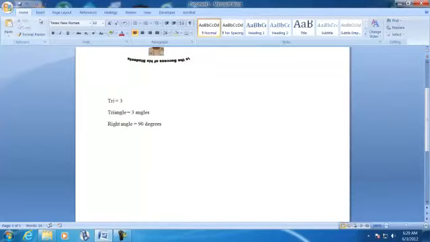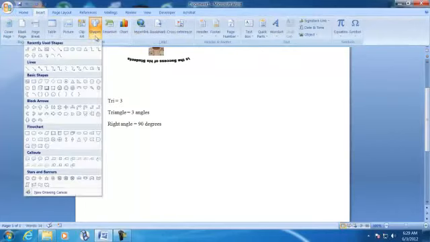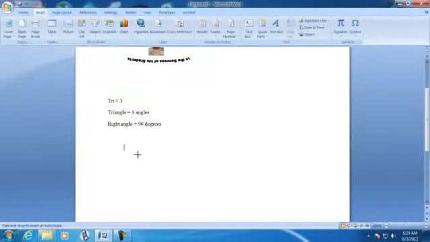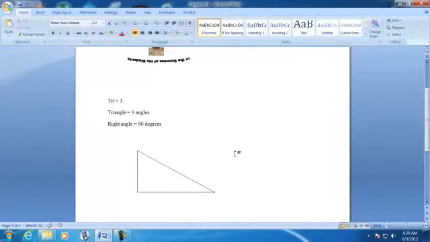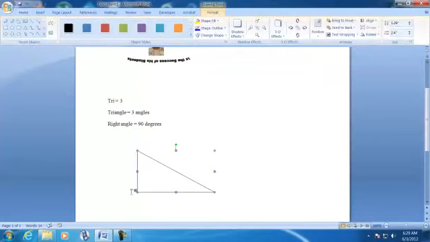We can go to Insert and in Shapes, we get a right triangle. Let's draw it and see how it looks. So this is a right triangle. But let me tell you something. If you are being asked a question on a right triangle, either they will tell you that this is a right triangle, or if they do not tell you that, they would put a right angle right here.